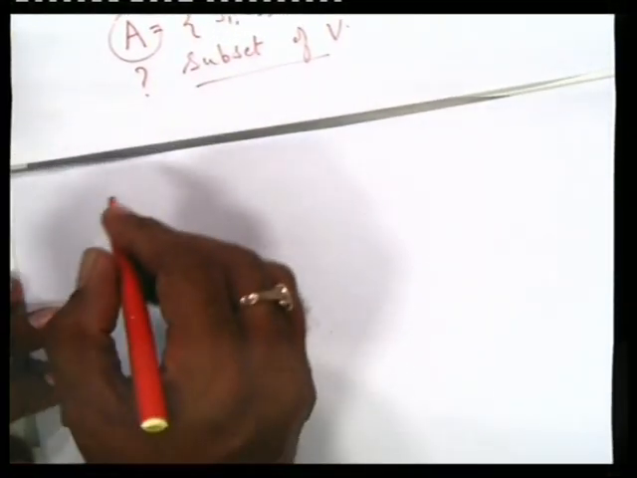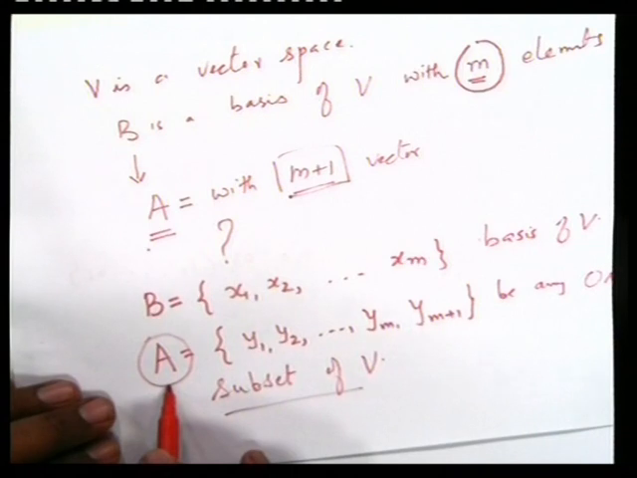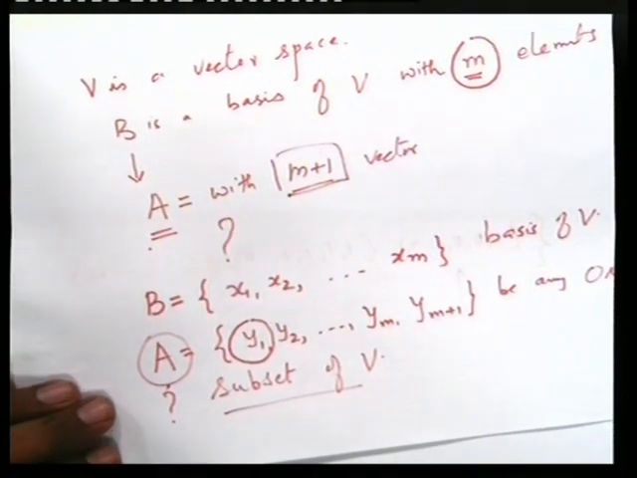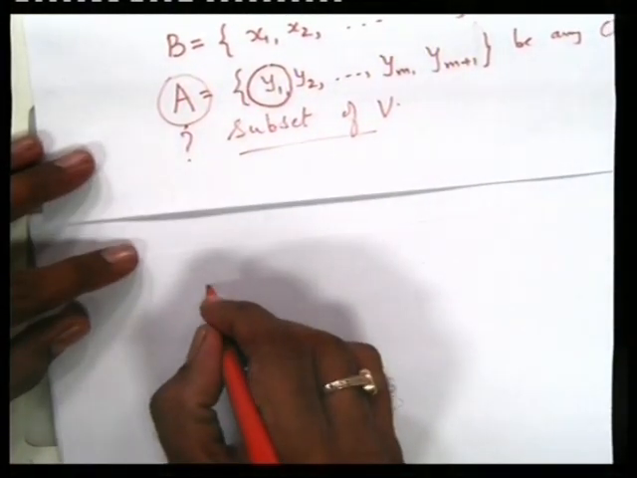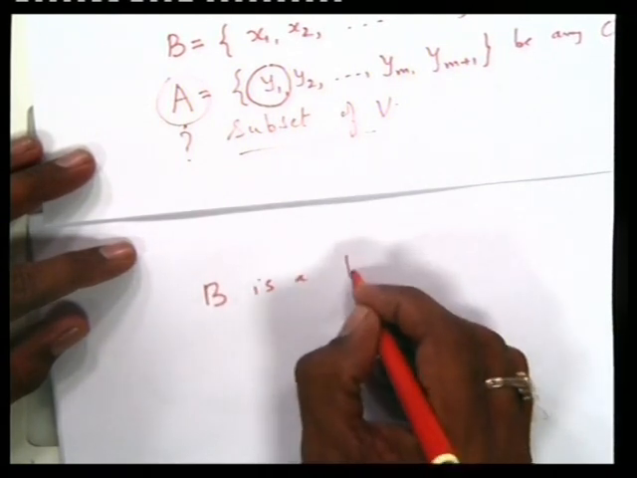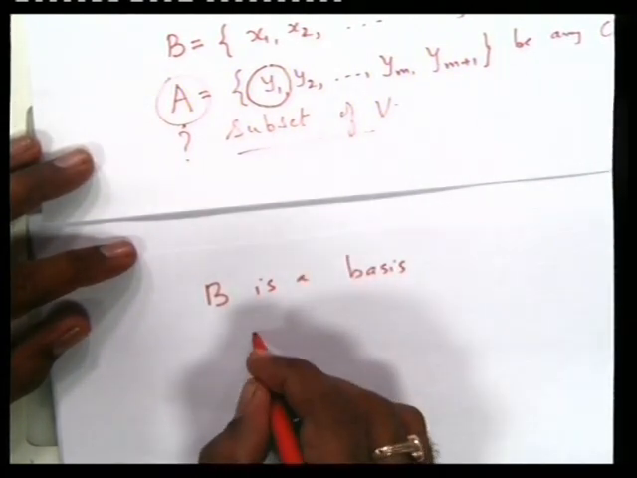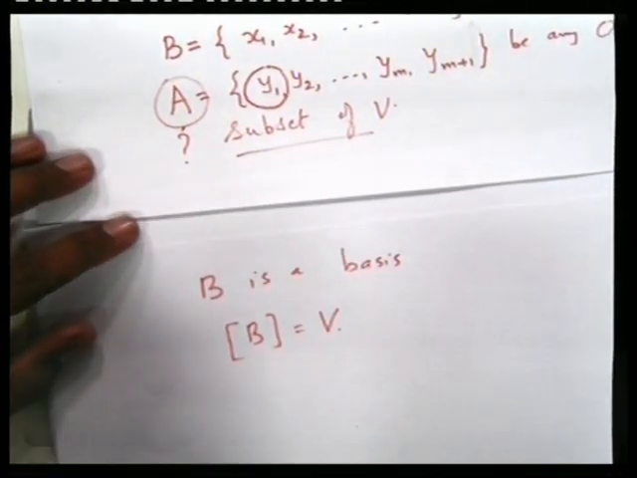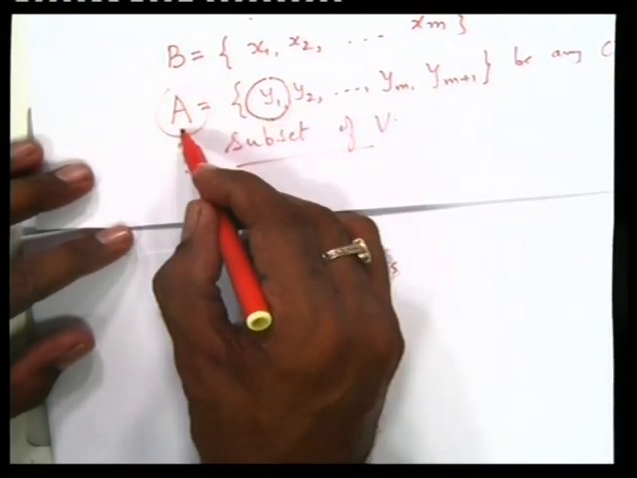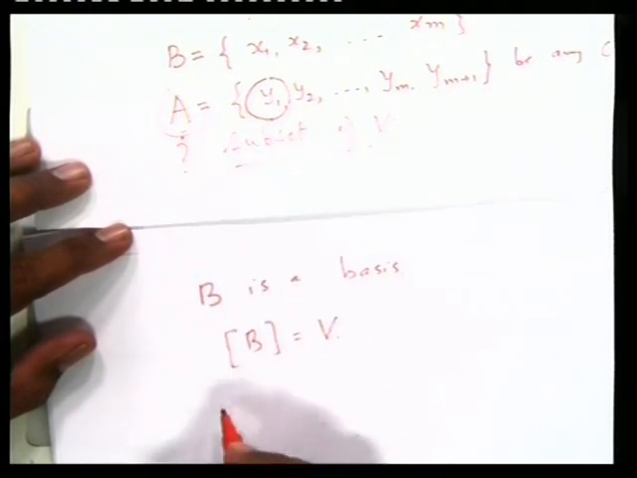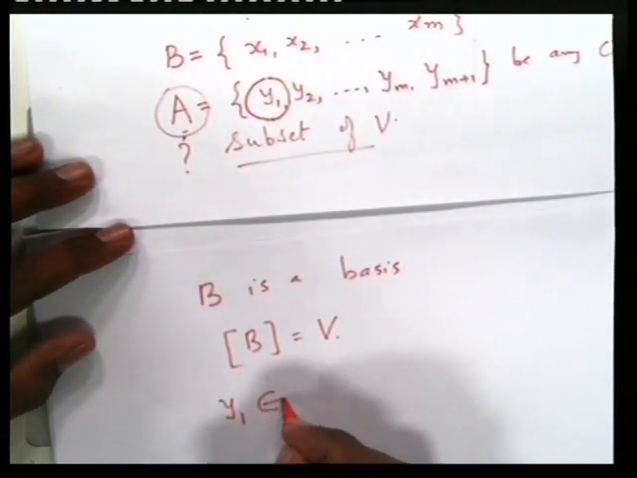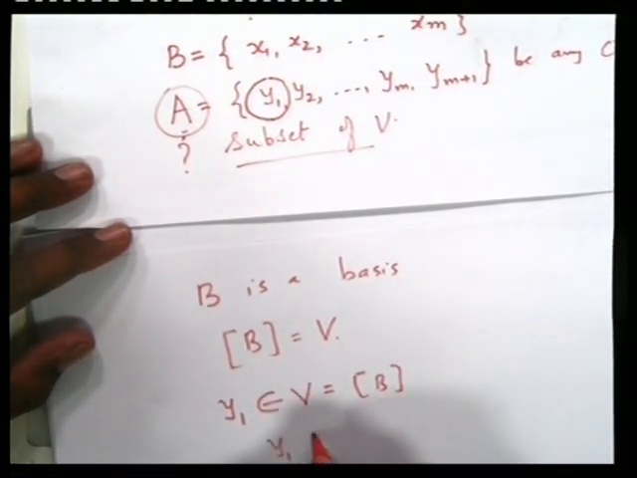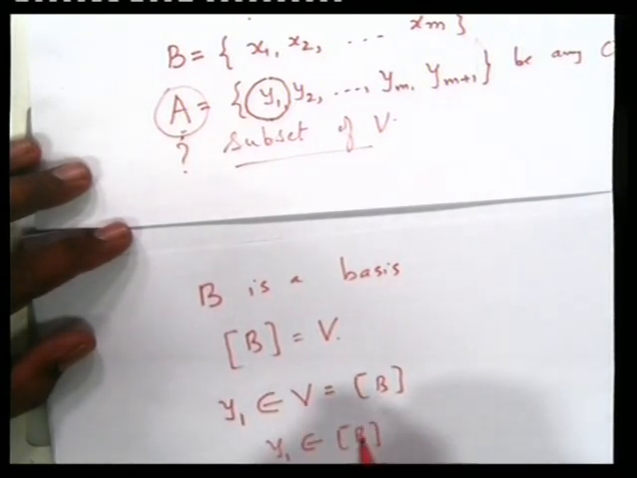Now, as we know that this A is a non-empty subset of a vector space V, that means this vector y1 will be an element of V. As we are given that this B is a basis, hence we can say that the span of B is equal to V. Now, y1 is a vector of A, and A is a subset of V, so definitely vector y1 is a vector of V, and V is equal to span of B. That means this y1 will be a vector of span of B.